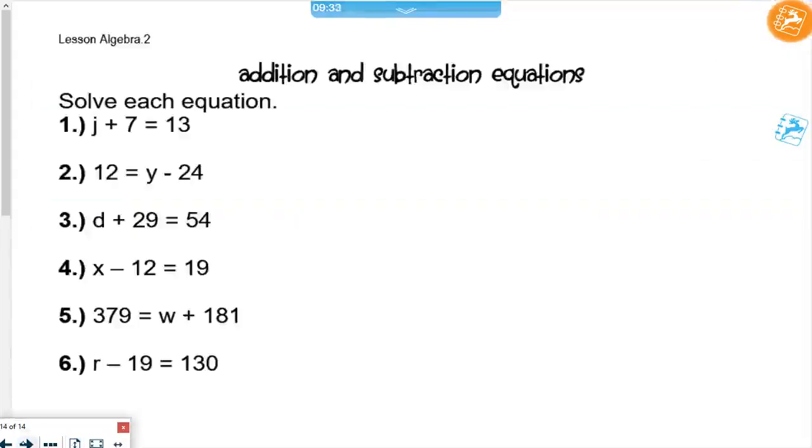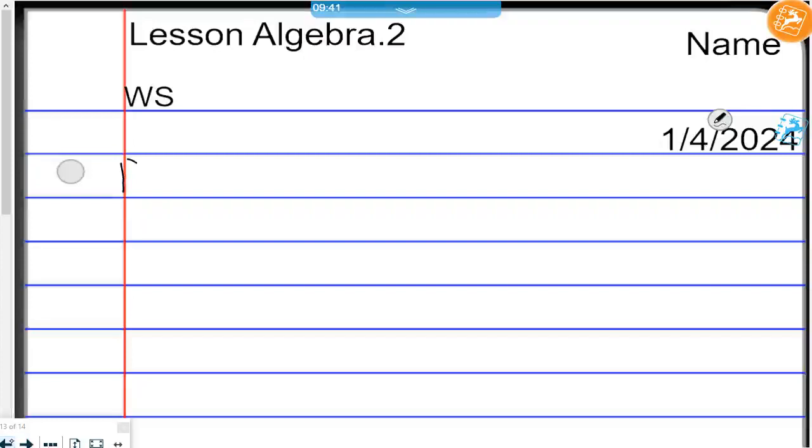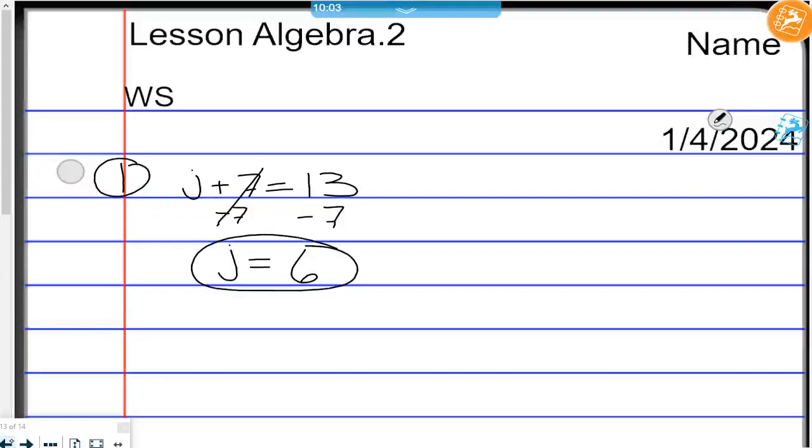All right, homework. You will see the first question. And again, we are going to write all of these out so that we are practicing. We have J plus 7 equals 13. Okay, this is clearly an addition problem, so I'm going to do the opposite. I need to subtract 7. That leaves me with my J. I'm going to subtract 7, and I get 6.